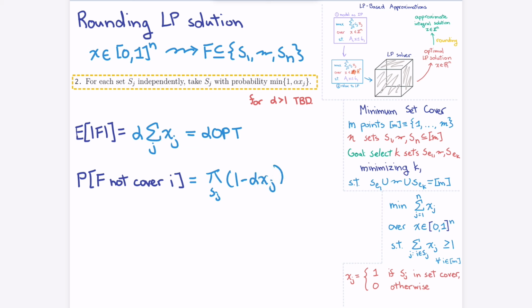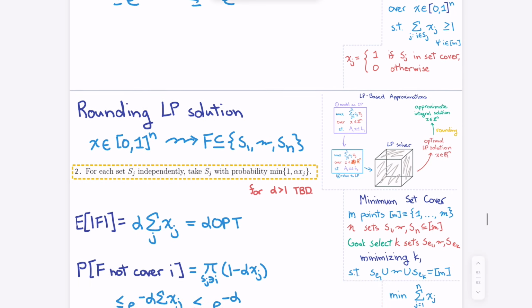You can assume alpha xj is less than 1, because if it was greater than or equal to 1, you're definitely covering that point, right? And then you're going to get your usual sum of alpha xj's, and here, instead of -1, you're going to get e to the negative alpha. Okay, so just scale up, everything goes through.